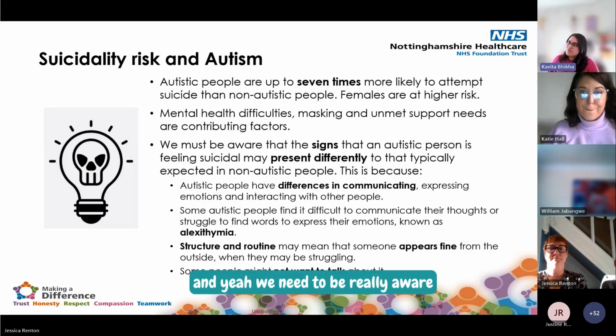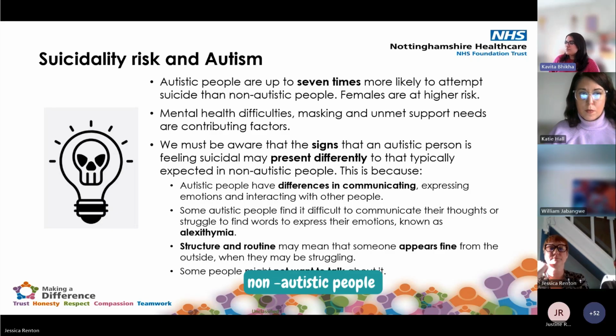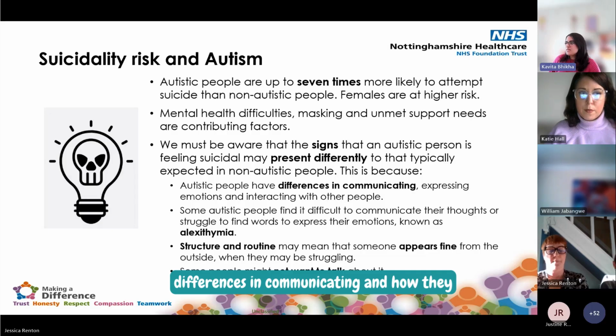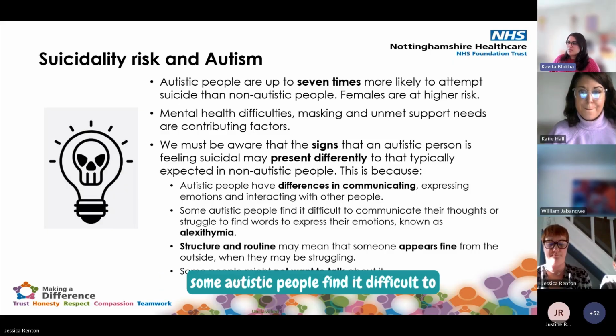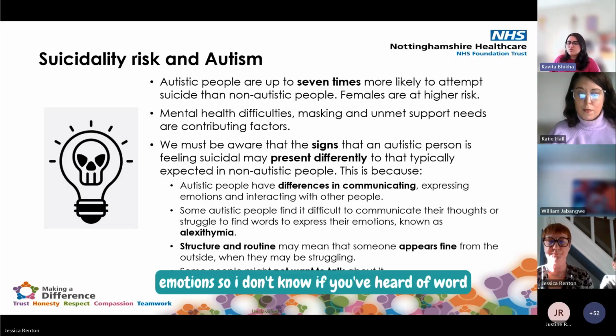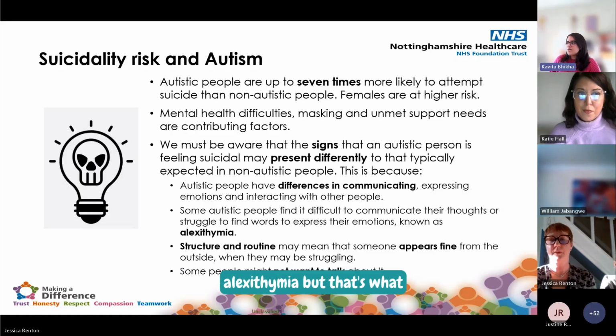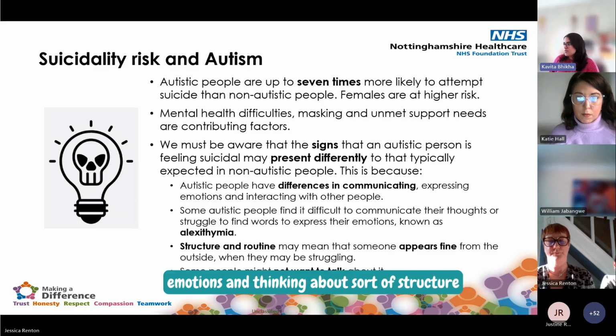And we need to be really aware that the signs that an autistic person is feeling suicidal might present quite differently to what you might expect in non-autistic people. This could be because of differences in communicating, how they express emotions or interact with other people. Some autistic people find it difficult to communicate their thoughts, or they might struggle to find the words to express their emotion. I don't know if you've heard of the word alexithymia, but that's what that means: struggling to find the words to express emotions.